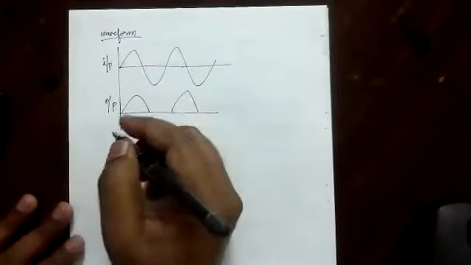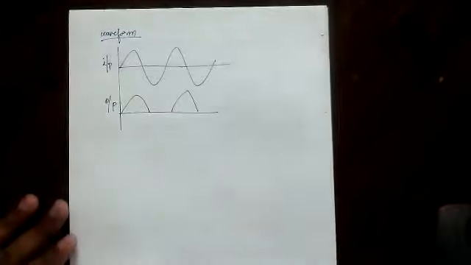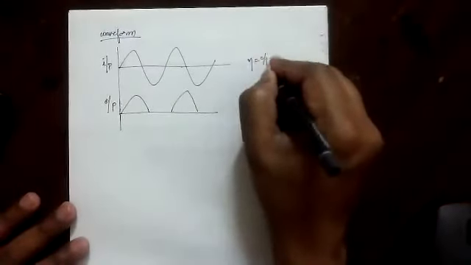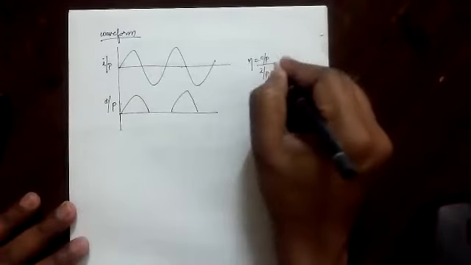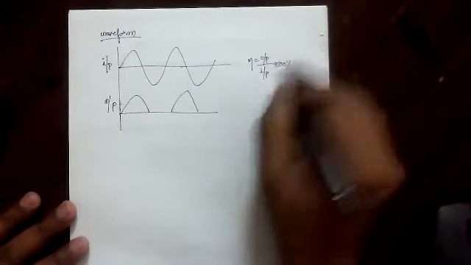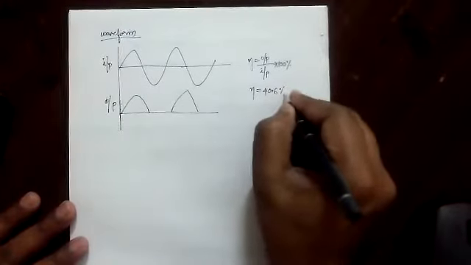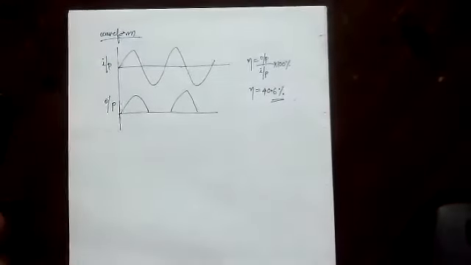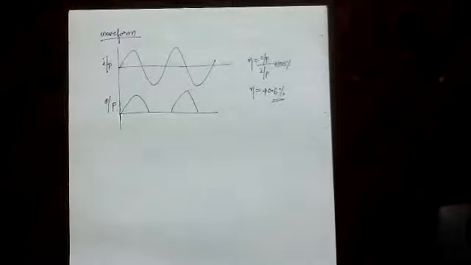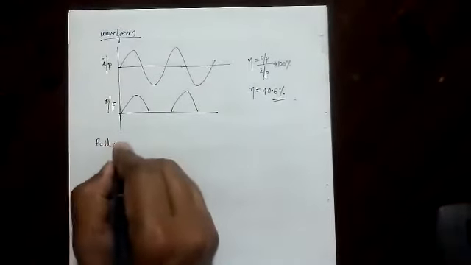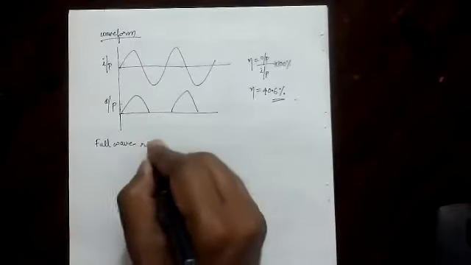Understood? So if you find the efficiency of this diode, it is coming around 40.6. Efficiency means what? Output upon input into 100%. So eta is found to be 40.6%. This much is the efficiency of the half wave rectifier. Then comes the full wave rectifier.